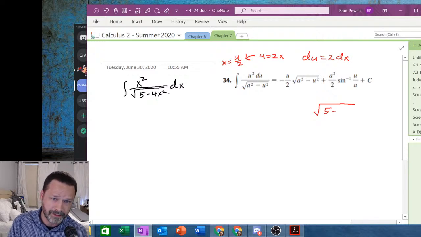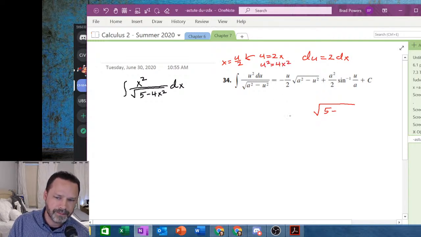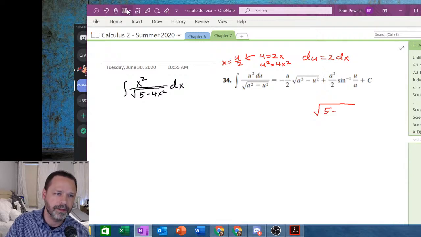And yes, if you replace that in there, you'd have 4 times u over 2 squared. The 4's are going to cancel out. You get a u squared. Or better yet, if that's u, what's u squared? 4x squared. Anyway, that's neither here nor there. I don't feel like doing it that way.